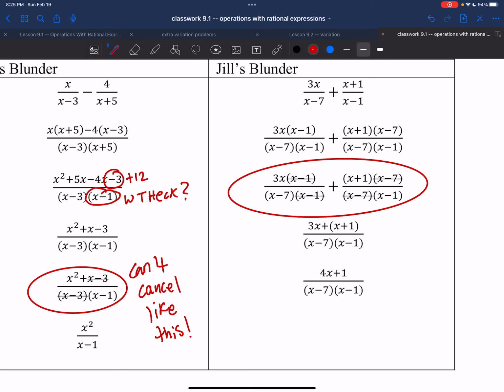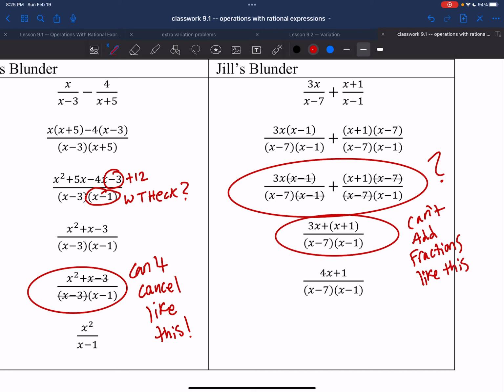It's just like, huh? What are you doing here? The real mistake, however, is in this line. We can't add fractions this way. Can't add fractions like this. And that's because no common denominator.